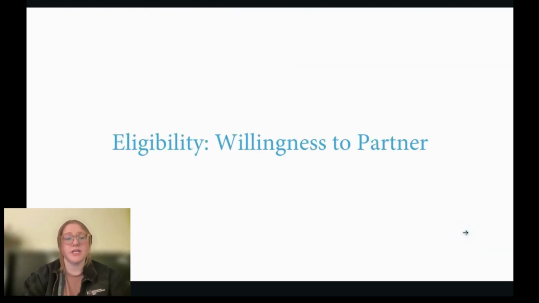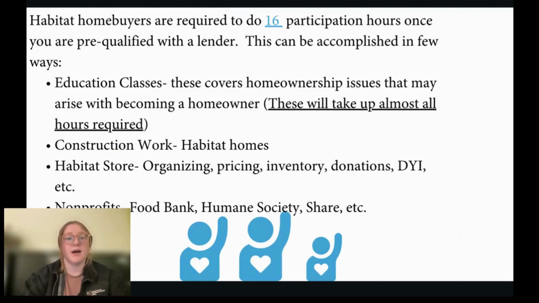And then eligibility, willingness to partner. So Habitat homebuyers are required to do 16 participation hours once you're pre-qualified with a lender. And this can be accomplished in quite a few ways. So firstly, your education classes. These are required education classes that we as Habitat want you to take prior to buying your house that cover home ownership issues that may arise while becoming a homeowner. These take up almost all of your 16 hours.